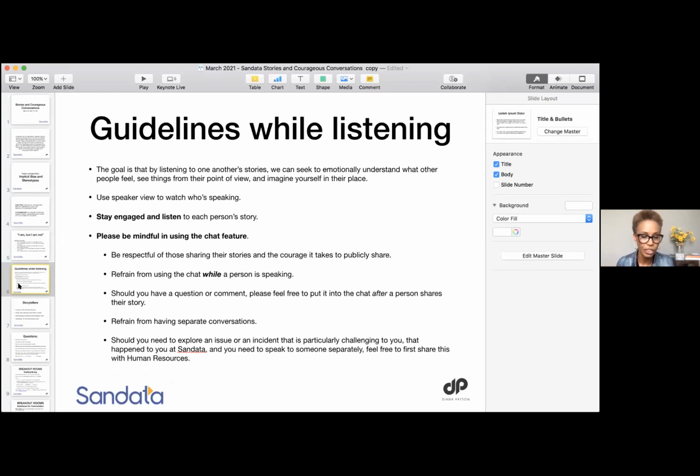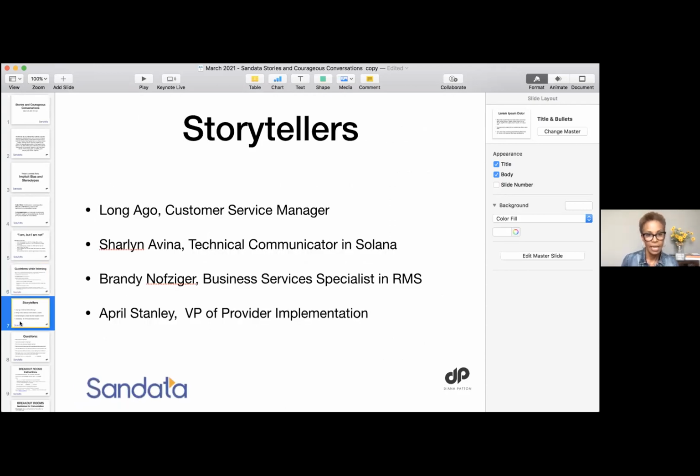Should you have any questions or comments, please feel free to put them in chat after the person shares their story, and refrain from having separate conversations. And should you need to explore an issue or an incident that's particularly challenging that happened to you at Sandata, and you need to speak to someone separately, we ask that you share that first with human resources. Sound good? All right, we're going to go ahead and get started for today.